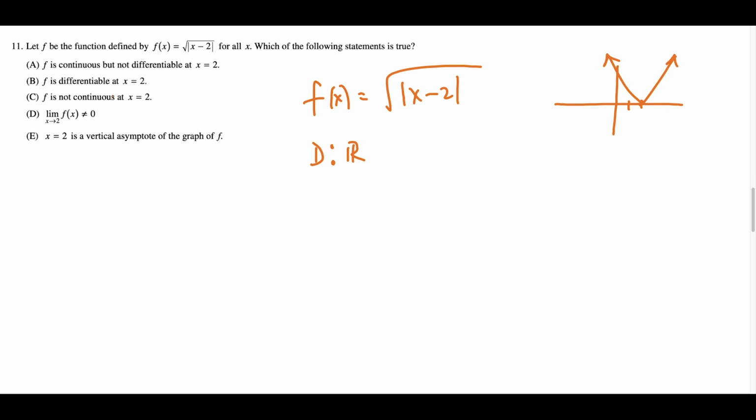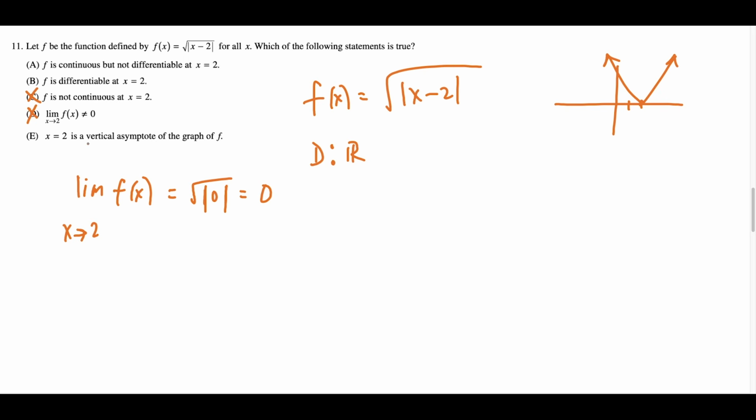So when we have f is not continuous at x equals 2, I could get rid of this choice because I know at x equals 2 I could plug in and the y value is 0, but I could also plug in values after 2 and before 2 and have no restrictions. So for choice D, if I look at this and say, well, what is the limit as x approaches 2 of our function f of x? Because it's continuous everywhere, I could evaluate by direct substitution, and that's just going to give me the square root of absolute value of 0, which is just 0. So this, in fact, is a false statement because the limit is equal to 0.